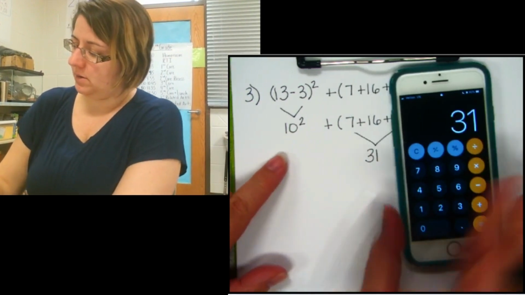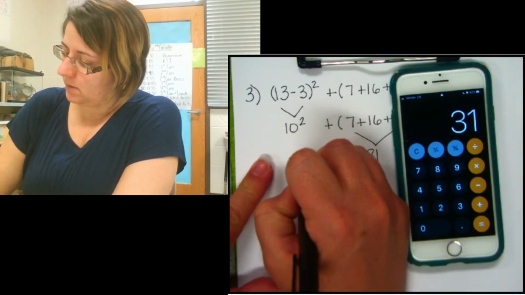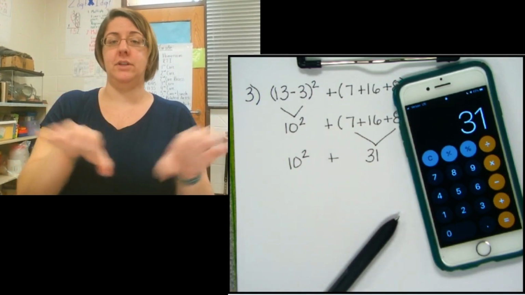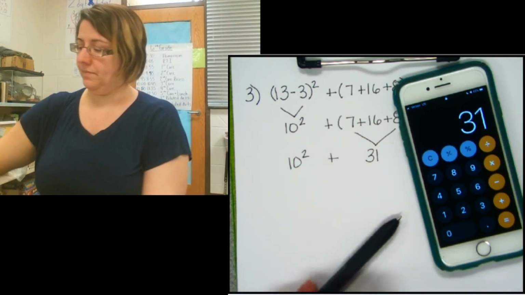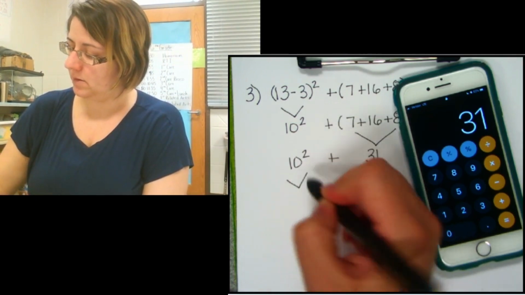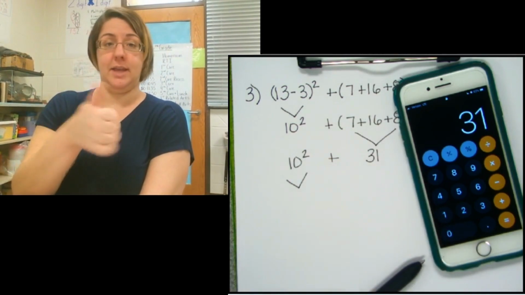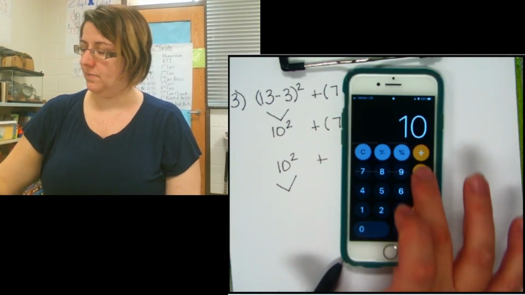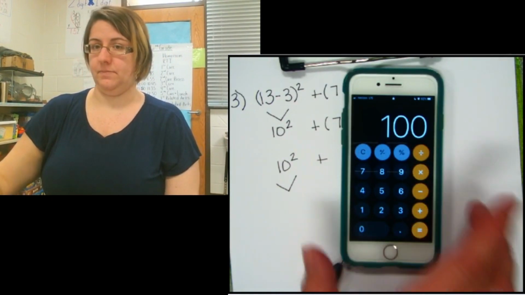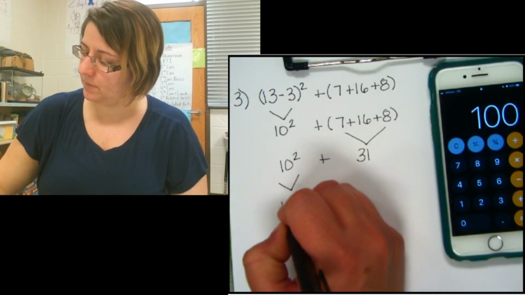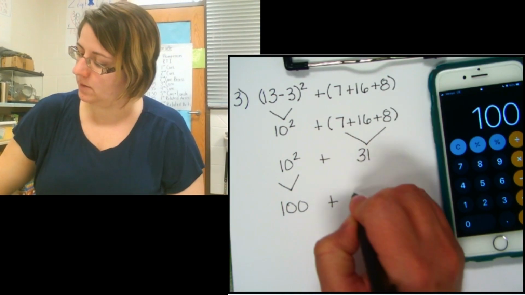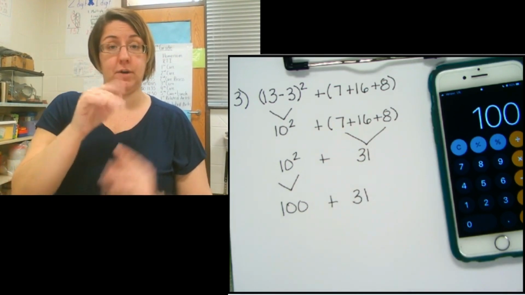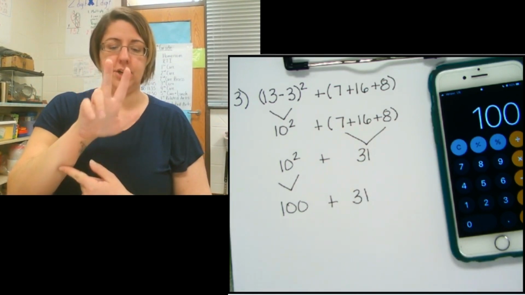Now, before we can continue, you have to do 10 to the second. It's the same as 10 times 10. So 100 plus 31 equals 131.